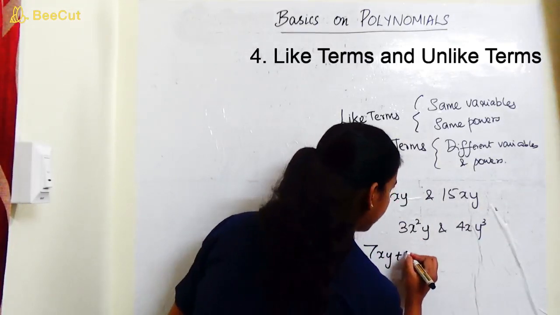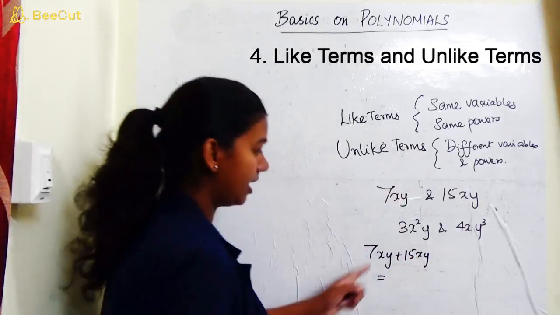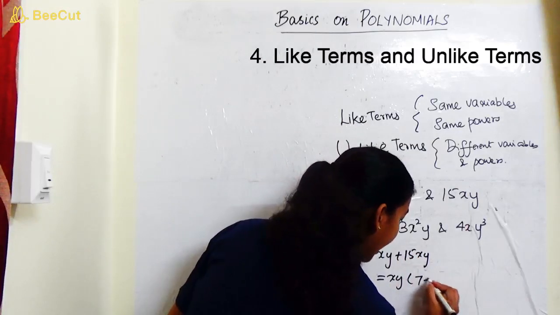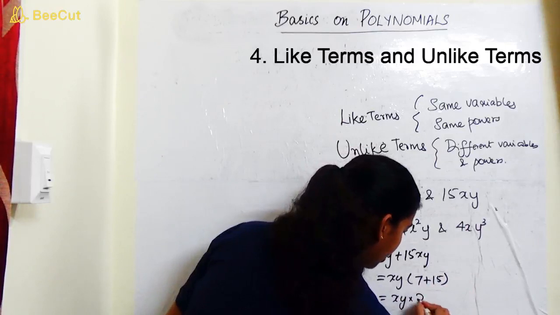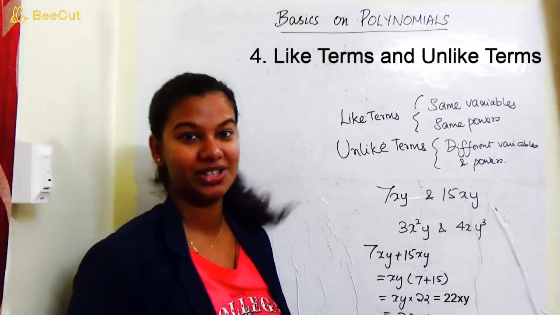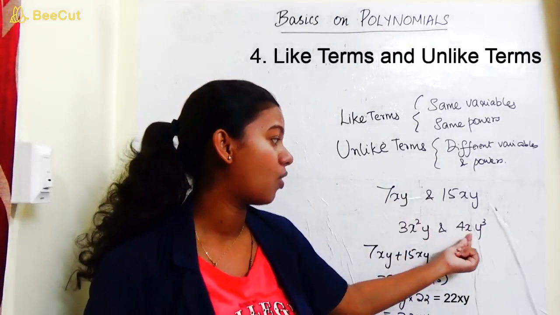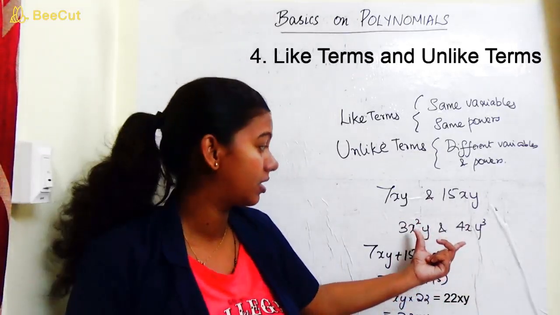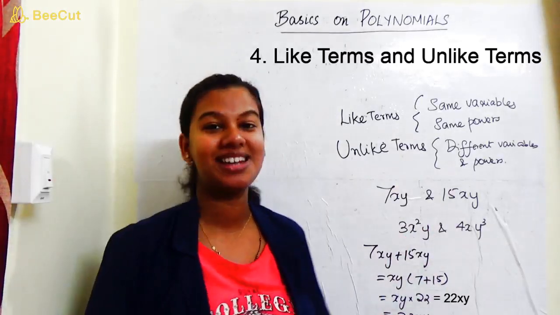7xy plus 15xy, which will be equal to, if I take xy common, xy into the balance we have, 7 plus 15, that is xy into 22. So I can write it as 22xy. But can we add 3x square y plus 4xy cube? No, we can't add because they are unlike terms. Okay, so that's the difference between like terms and unlike terms.